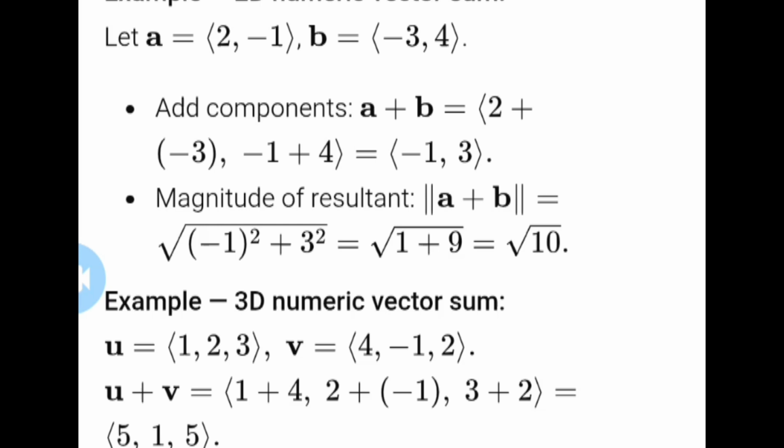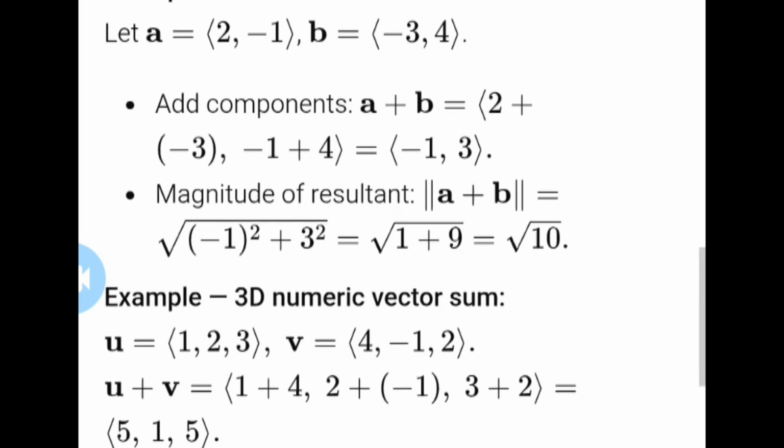Example, 3D numeric vector sum. U equals 1 comma 2 comma 3. V equals 4 comma minus 1 comma 2. U plus V equals 1 plus 4, you're adding the x components; 2 plus minus 1, you're adding the y components; and 3 plus 2, you're adding the z components. And you get 5 comma 1 comma 5.